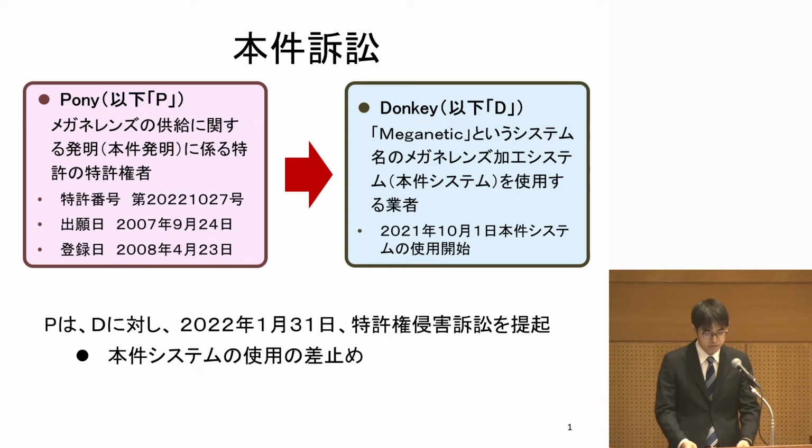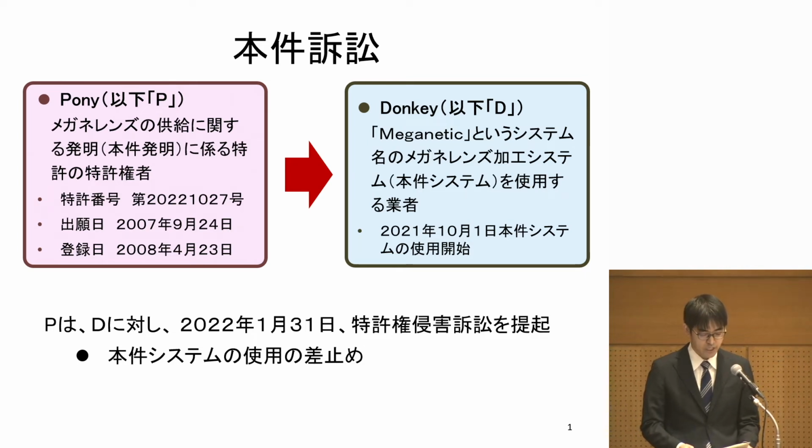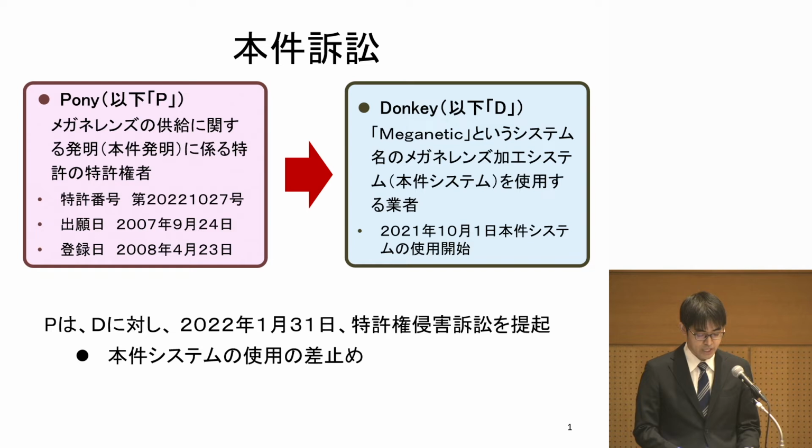The plaintiff is a company called Pony and is the owner of an invention called Spectacle Lens Edging System, which we will call the invention. On the other hand, the defendant is a company named Donkey, and it uses a spectacle lens processing system named the Megane-Tick system. We shall call this the system. Pony has claimed that Donkey's use of the system infringes Pony's patent rights and has sought an injunction against Donkey's use of the system.